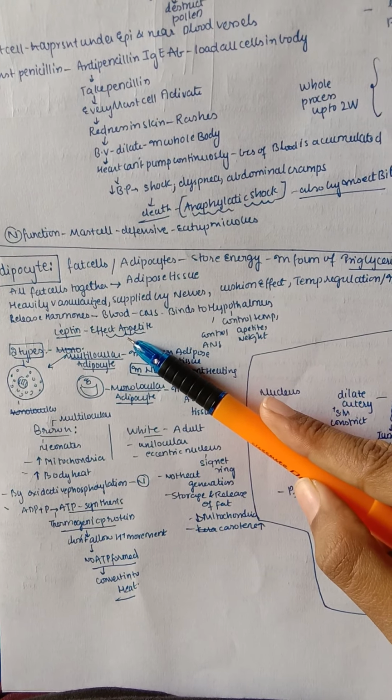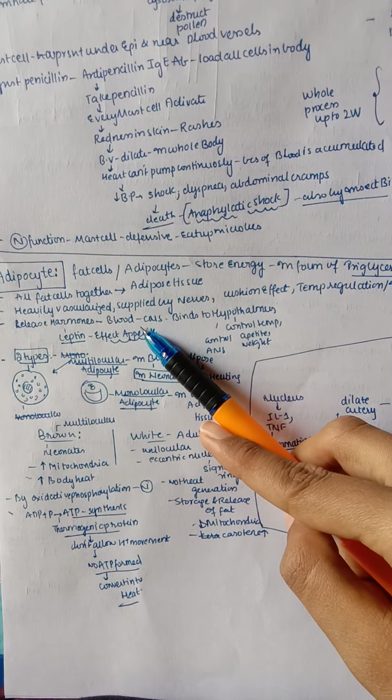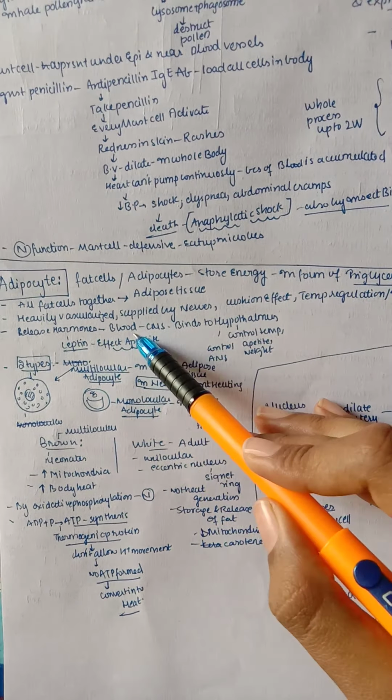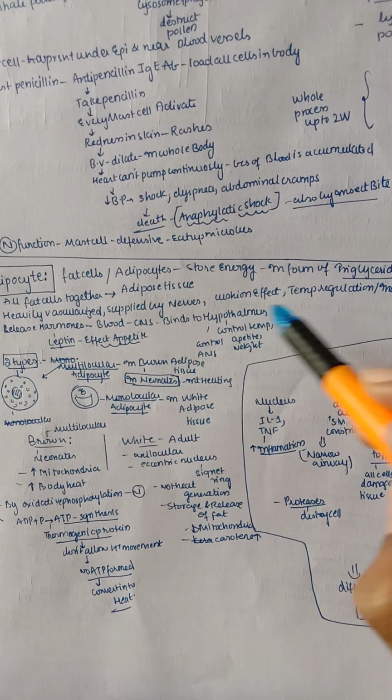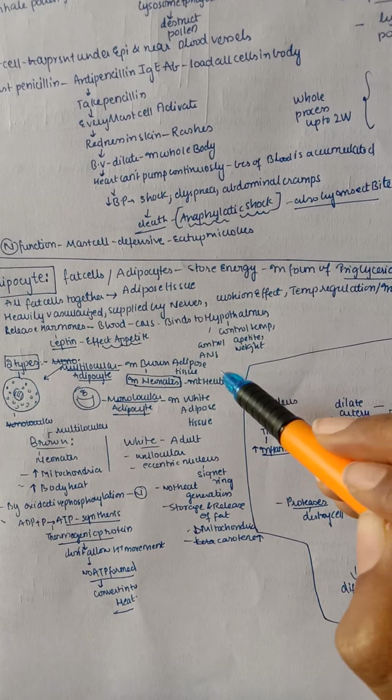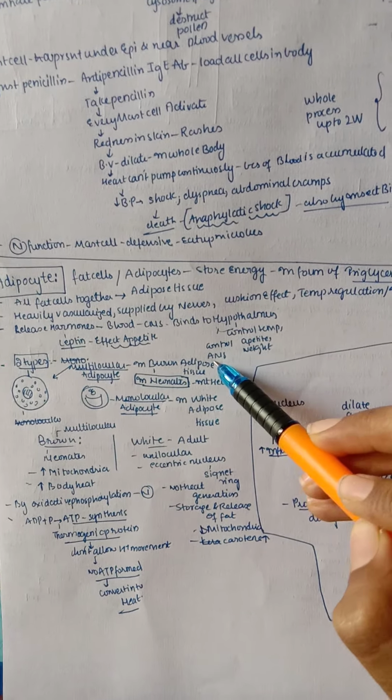So whenever we are hungry, or for weight management, this is mainly done by this hormone. The hormone reaches the blood, from blood to the central nervous system, and mainly binds to the hypothalamus and controls the temperature, appetite and weight. The hypothalamus also controls the autonomic nervous system.